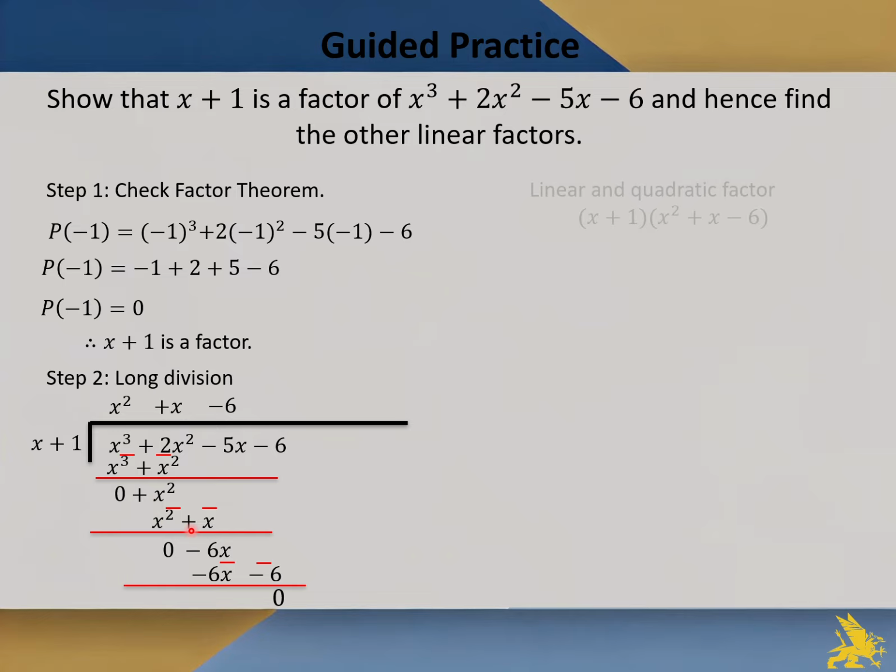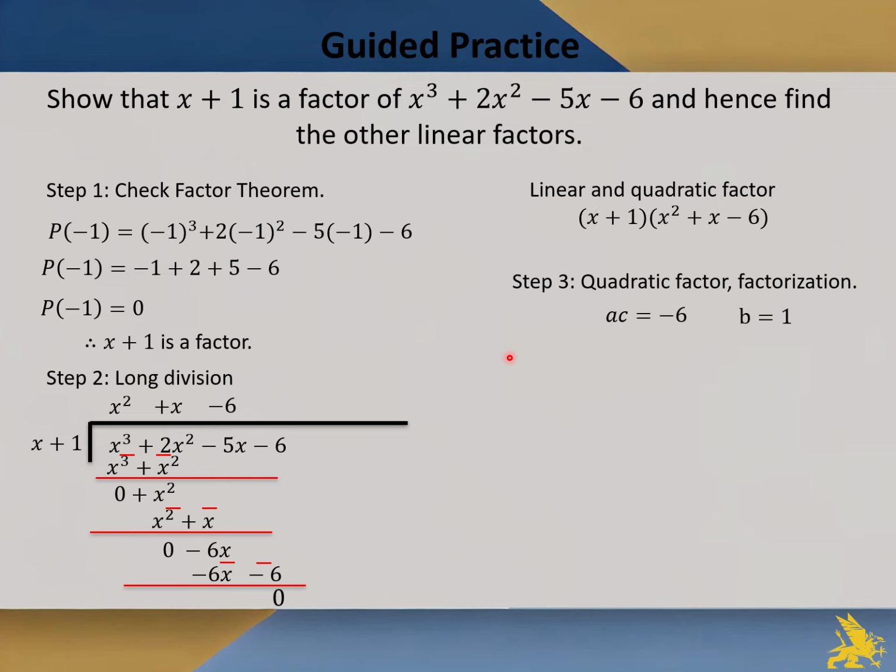So I now know I've got a linear factor and I've got a quadratic factor. So this is where we need to factorize the quadratic. So we're going to be looking at a times c, which is -6, and b equals 1. So the two numbers that multiply to give 6 will be 2 and 3 because there's one difference. One of them will need to be a negative to add up to 1. So it'll be -2 and 3. Straight away, I'm able to write it as (x plus 1) in brackets, (x minus 2) in brackets, and (x plus 3) in brackets. So I've got my three linear factors.